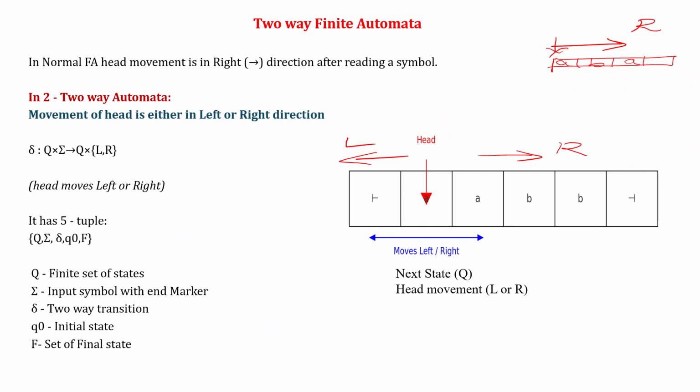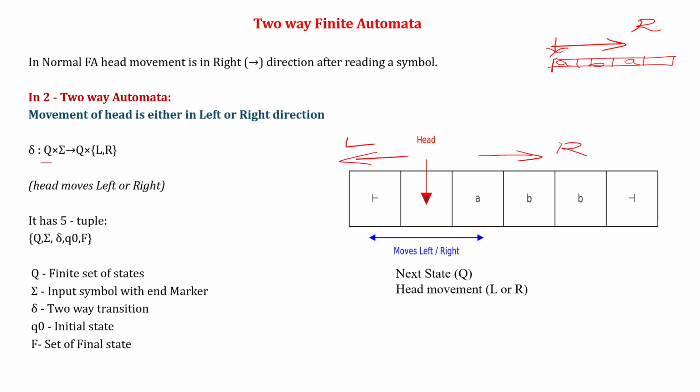So the transition function of the two-way finite automata can be represented by Q cross sigma to the next state. Here Q is the current state and sigma is the input symbol. By reading this input symbol, it goes to the next state in the normal finite automata. But in two-way finite automata, it has the next state along with a direction, left or right. So it has a next state Q as well as a head movement, left or right. This is the transition function of the two-way finite automata: the current state along with the input symbol goes to the next state along with the direction.